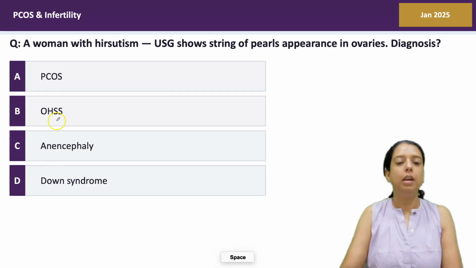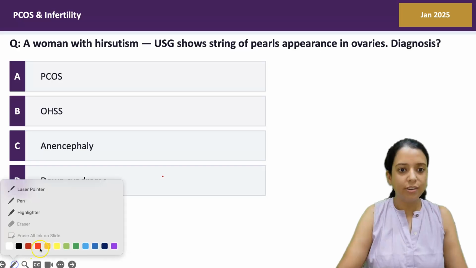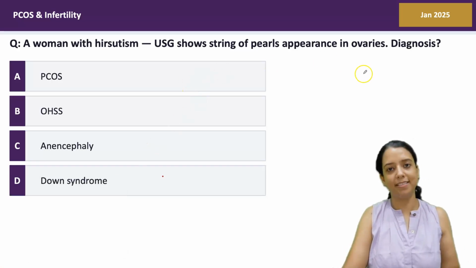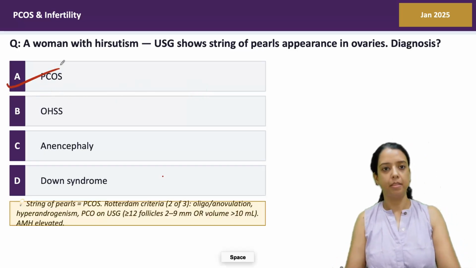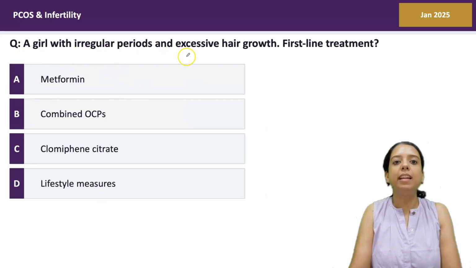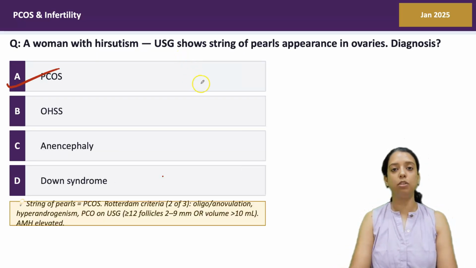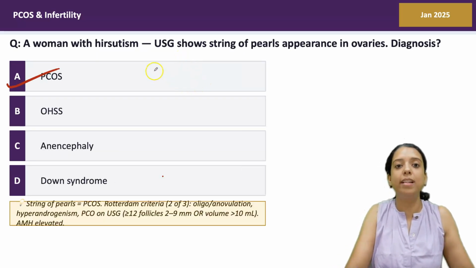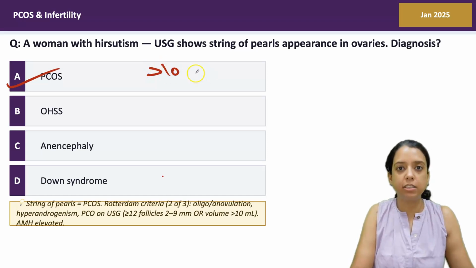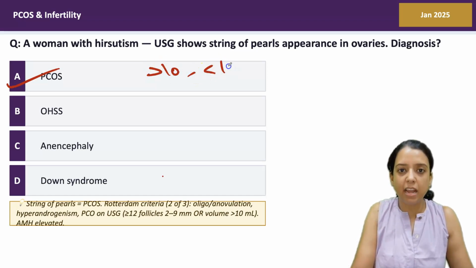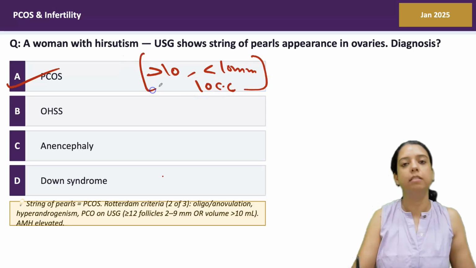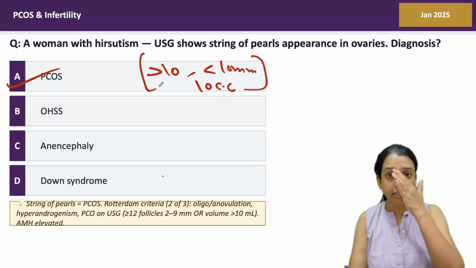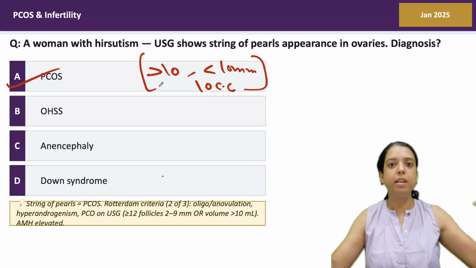PCOS. A woman with hirsutism shows a very easy string of pearls appearance. String of pearls, PCOS. A girl with irregular periods. String of pearls is the ultrasound criteria. Theoretically, you can say more than 10 cysts, less than 10 mm in size, ovarian volume more than 10. It is the rule of 10. More than 10 follicles, less than 10 mm, ovary more than 10 cc.